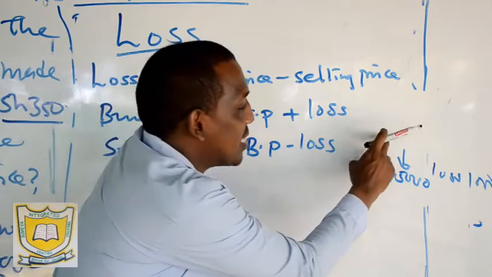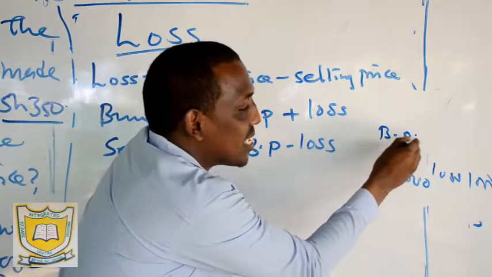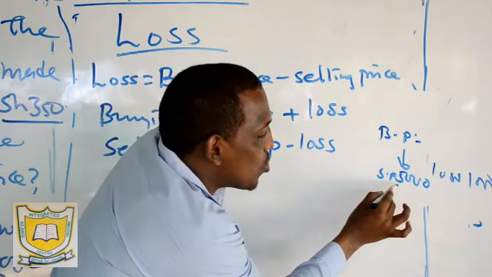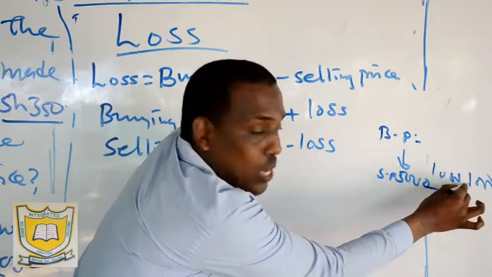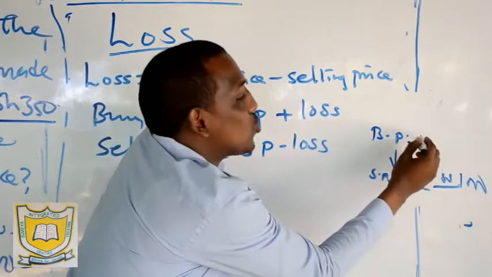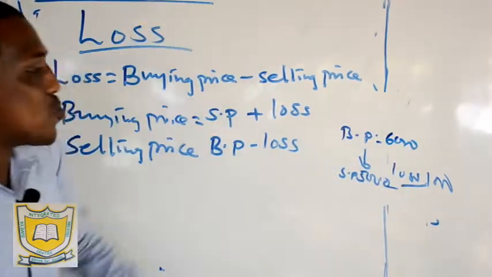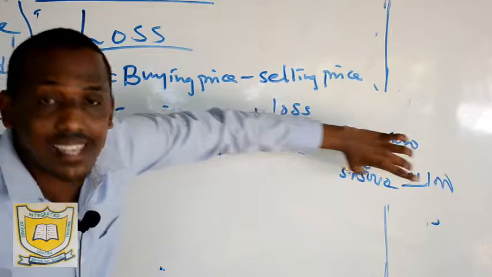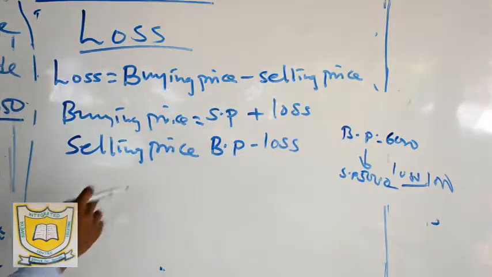So how do we get this buying price? That's 6,000. How do we get it? We add 5,000 plus 1,000. 5,000 is the selling price, and 1,000 was the loss. So you will get 6,000 when you add. So how do we get this buying price? It is the selling price plus the loss. That's what we are saying.